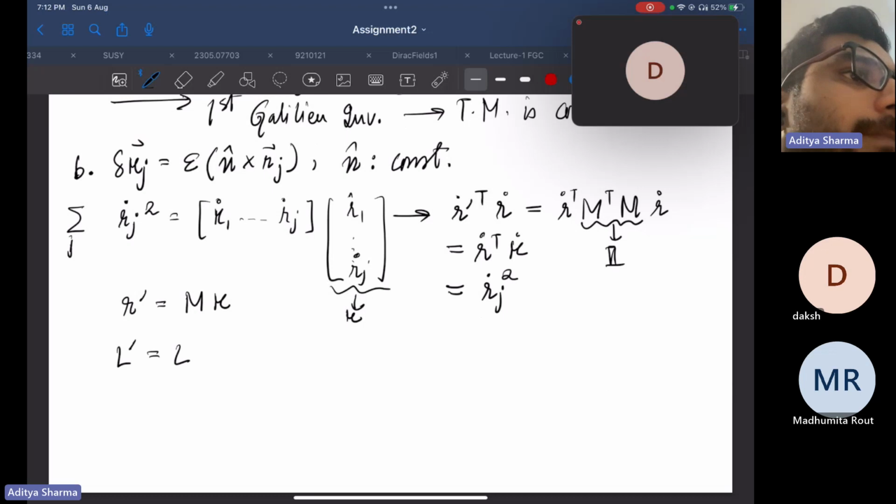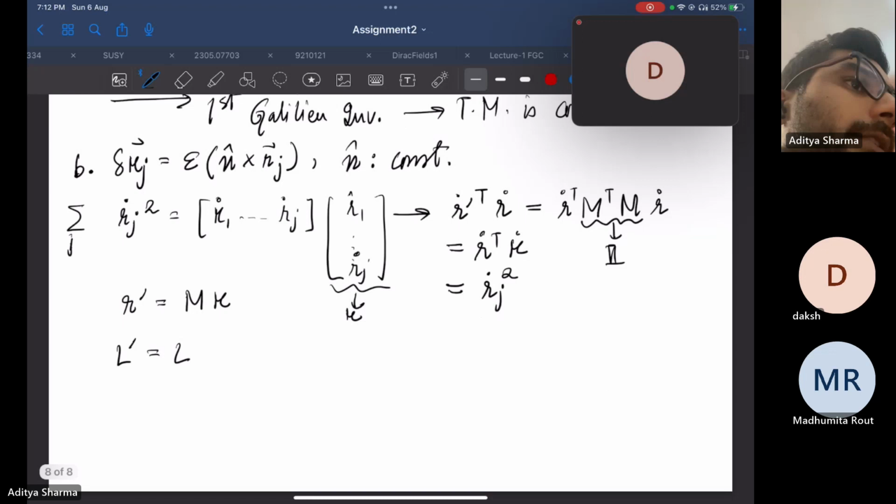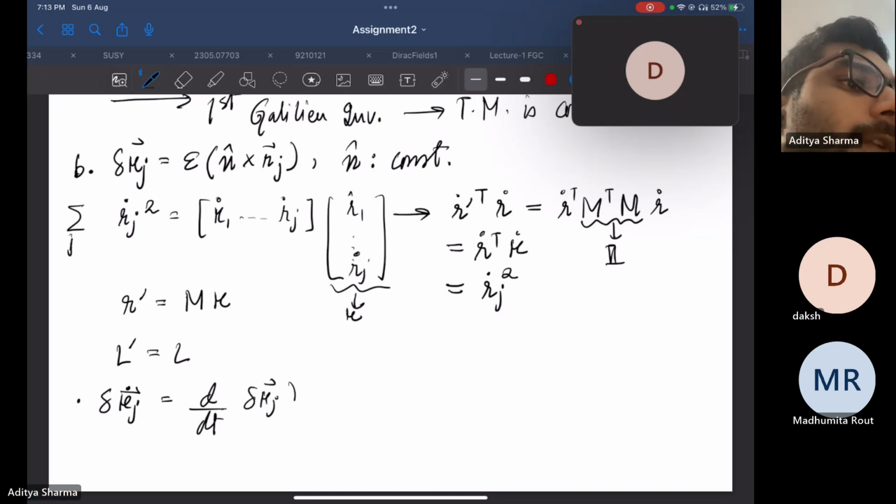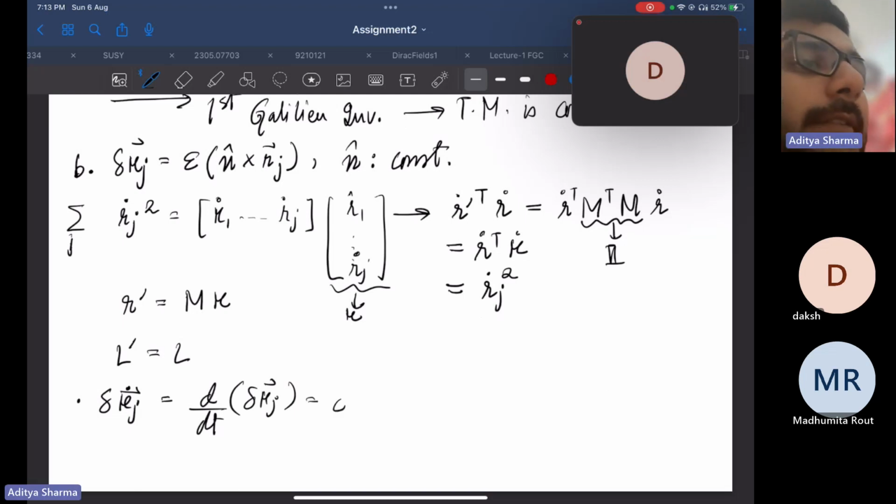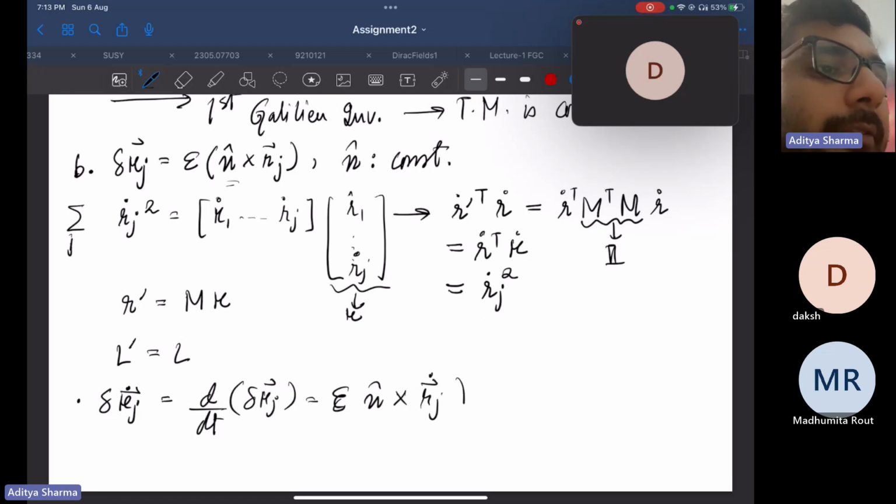So whatever I have said, you can do the calculation for the infinitesimal version also. You will have something like this. You have this as this, and you'll have to calculate then delta this vector. This is equal to d dt of delta rj vector epsilon. This is a constant vector, so you'll have n cap cross rj dot.